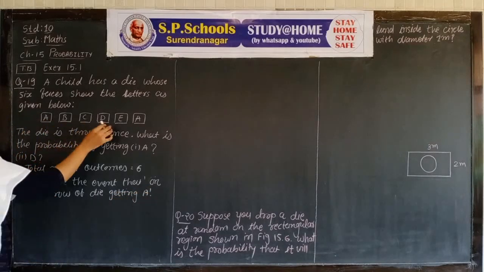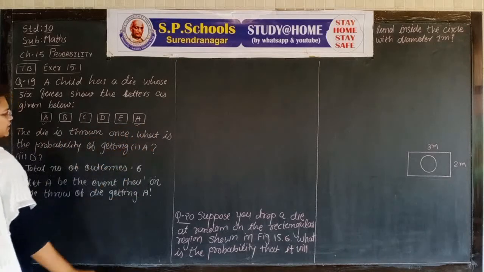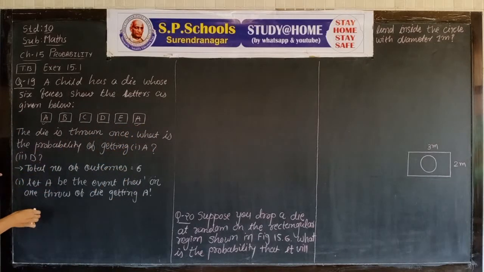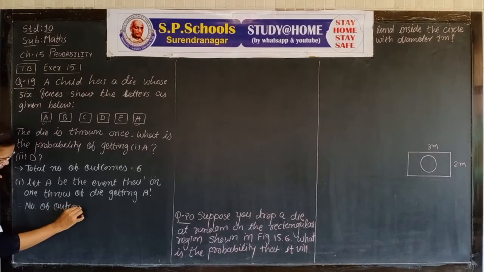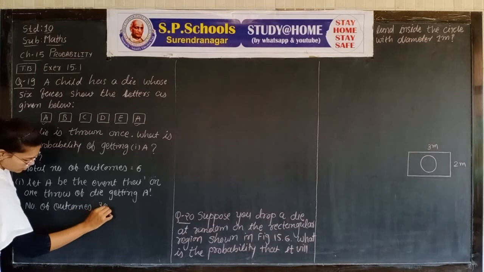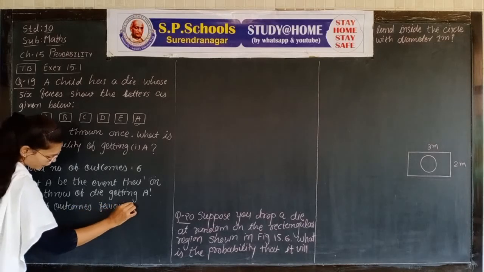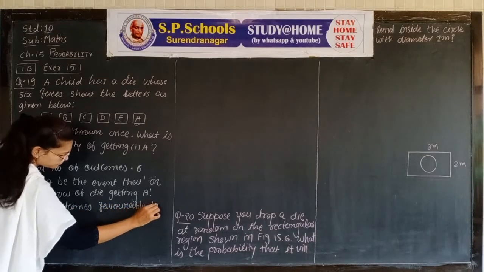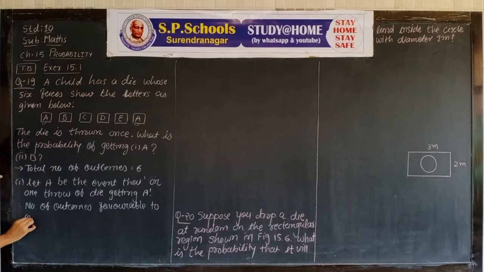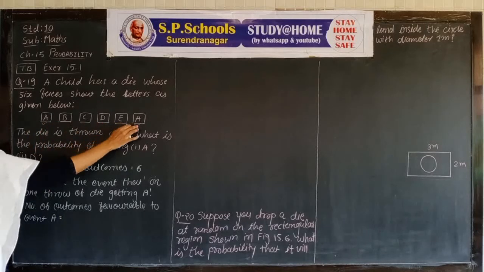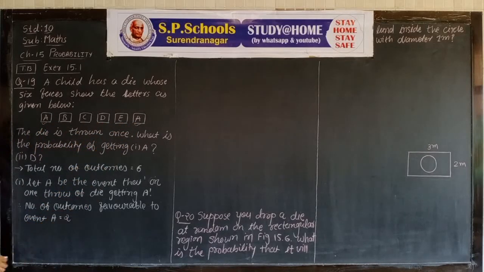See, in the faces there are 2 faces with the letter A. Therefore, the number of outcomes favorable to this event A is equal to 2 faces containing A. Therefore, the favorable outcomes are 2. The event is A, then its probability is denoted by P of A.